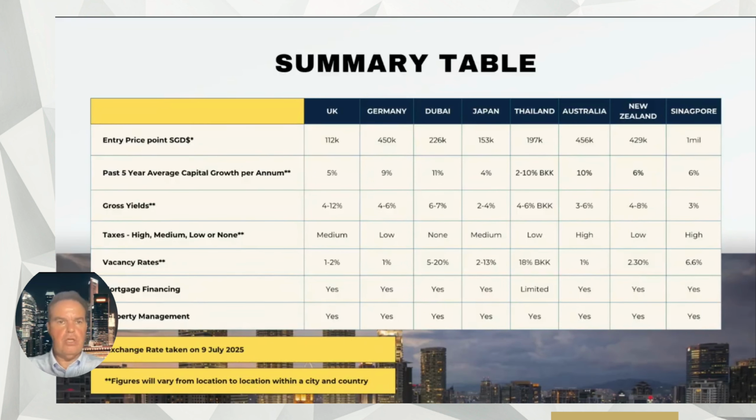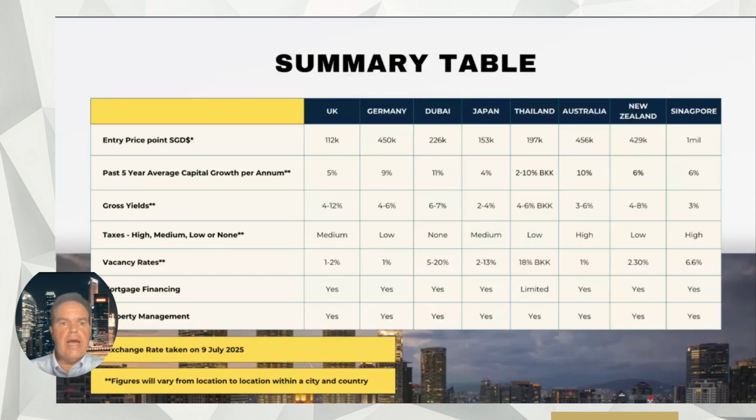When we look at some of the other countries, the UK, as low as 112,000 Singapore dollars, Japan as well, 153, Thailand 197, and I'm sure there are properties that are less expensive. So from an entry-level affordability standpoint, we can see that there are countries that are far more affordable than Singapore.